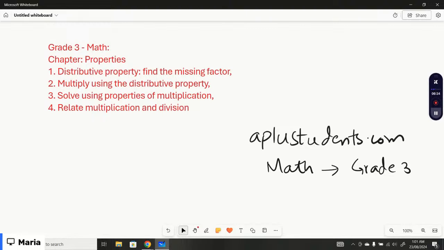We're going to start with the chapter properties. And the lessons we're going to cover today are distributive property, find the missing factor, multiply using the distributive property, solve using properties of multiplication, and relate multiplication and division. So please make sure you have your notebook and pencil so that you can note down the important examples and definitions as well.